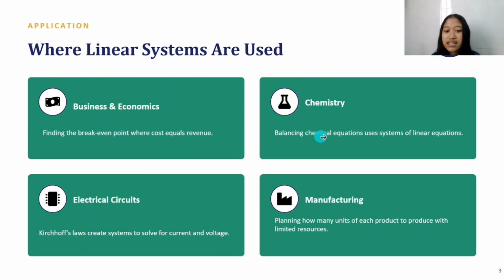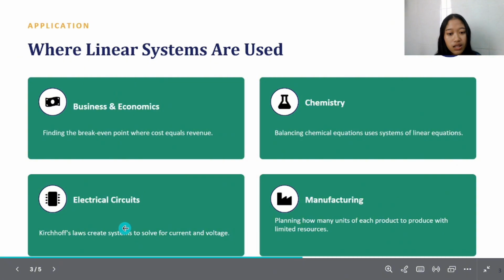And then the second example is chemistry. When balancing chemical equations, scientists often use systems of equations to make sure the number of atoms on both sides of the equation is the same. And then the third example is electrical circuits. Engineers use Kirchhoff's laws to calculate unknown currents and voltages, and these calculations often require solving several linear equations at once.